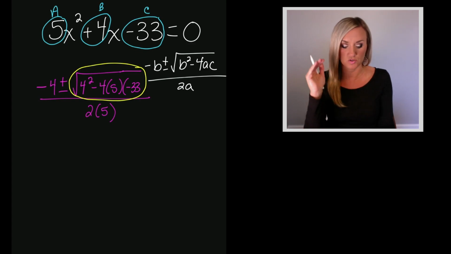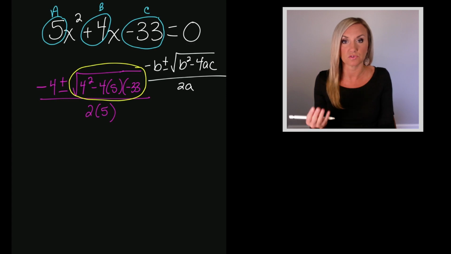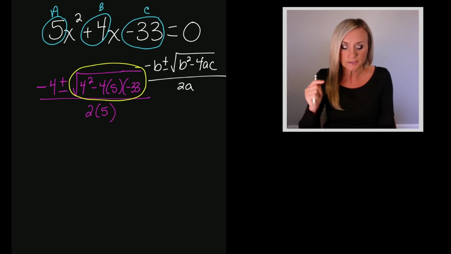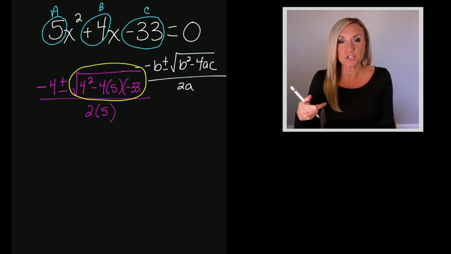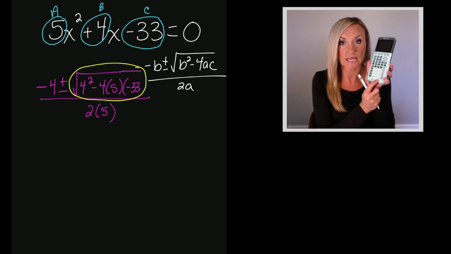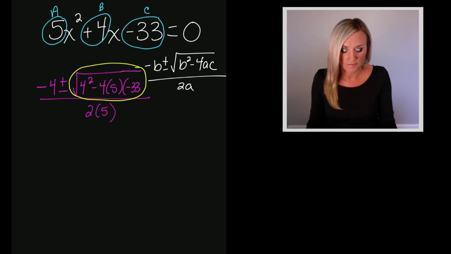Like in your calculator, if you typed in square root of 4 squared minus 4 times 5 times negative 33 and hit enter, you will get 26. Now, please make sure in your calculator that you're using the negative sign if it's a negative, and you're using the subtraction sign if it's a subtraction sign.